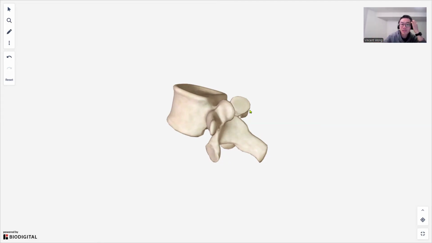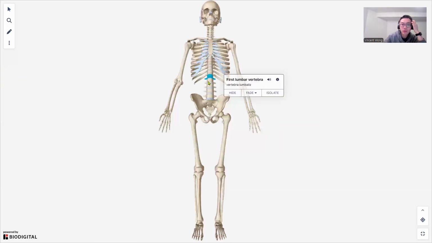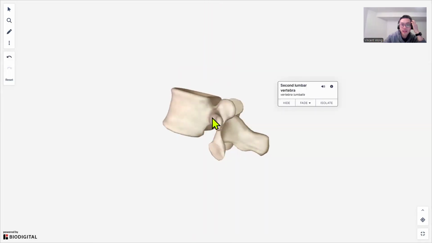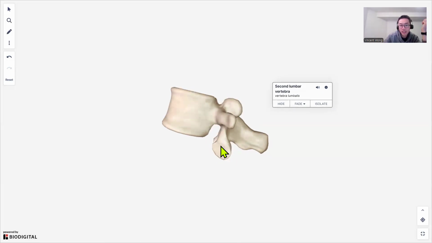Let me use it in a sentence to help you understand. This one is L1. Let me choose another one. Let me choose L2 right here. Listen and see if it makes sense. The superior articular process of L2 will connect with the inferior articular process of L1. Basically, the top parts of one bone connect with the bottom parts of the next bone. The inferior articular process will connect with the superior articular process of L3.